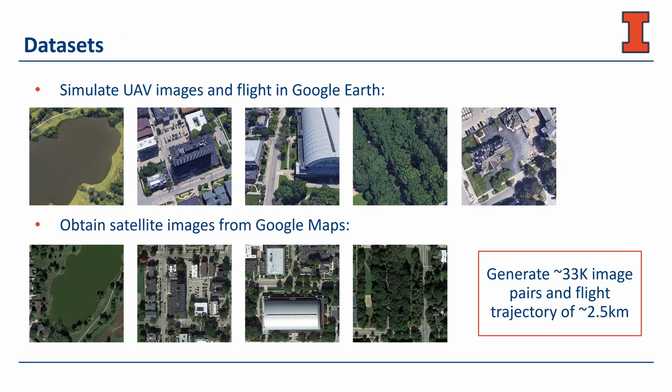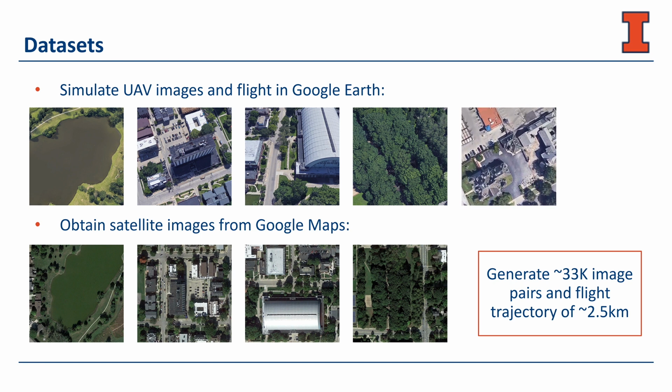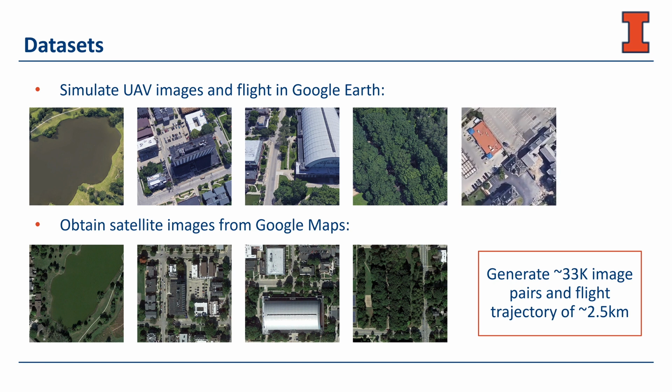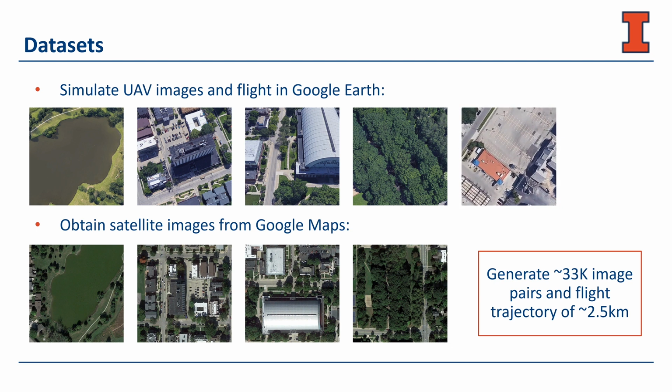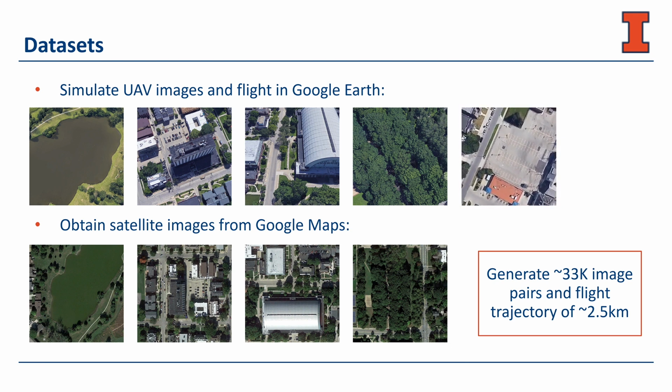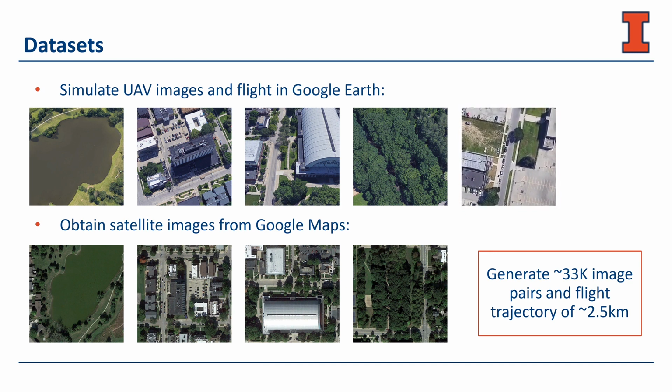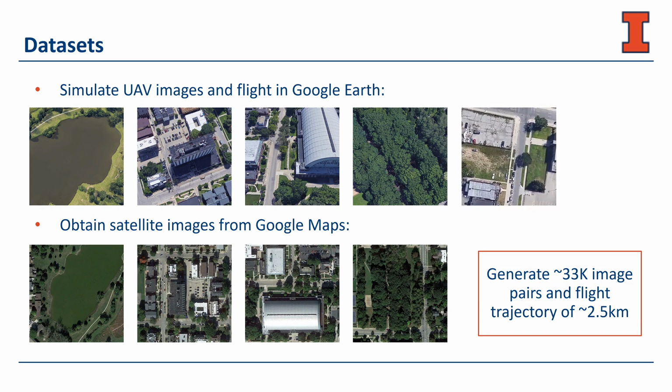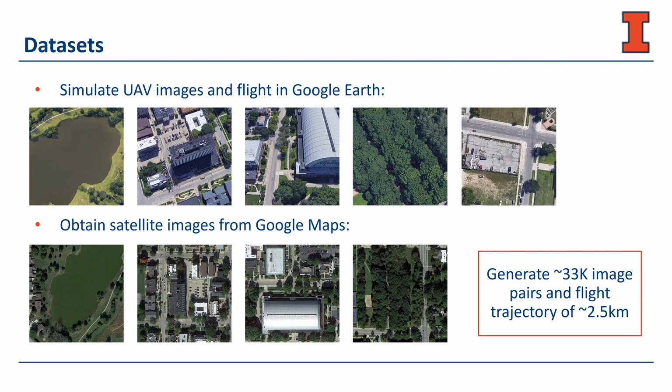For our dataset, we simulate UAV images in Google Earth and obtain satellite images from Google Maps. We create around 33,000 image pairs from 12 different cities across the US. To test our integration with visual odometry, we simulate a flight approximately 2.5 kilometers long in Google Earth.